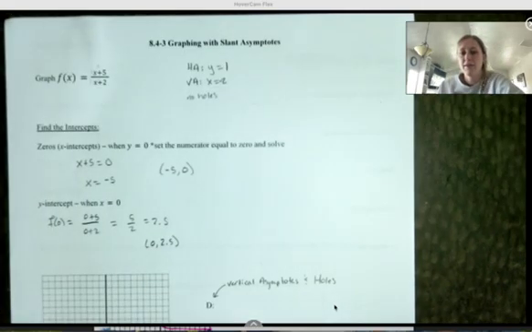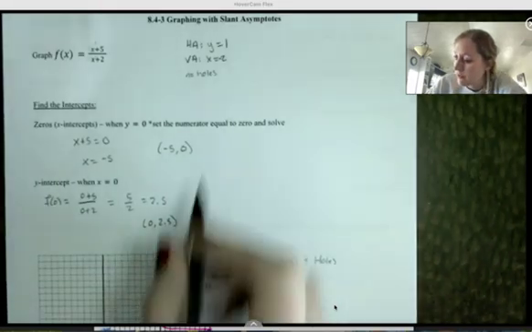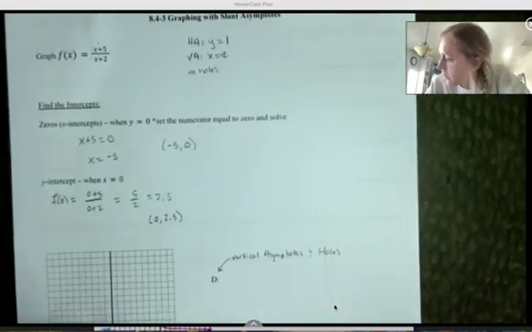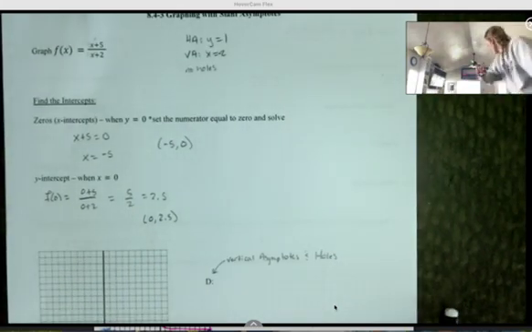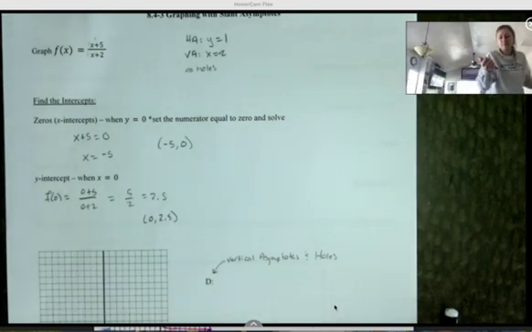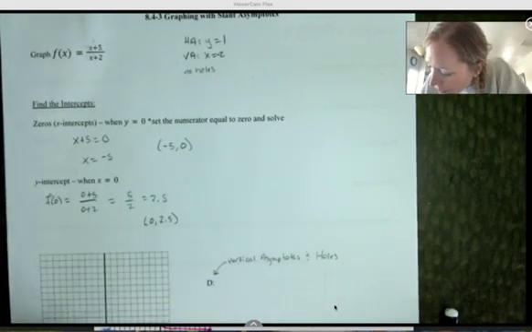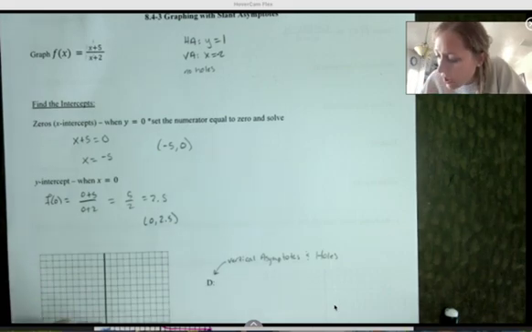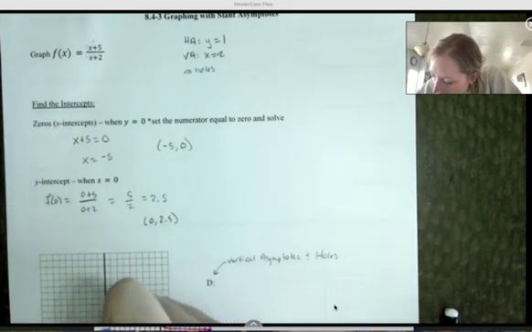Okay, so we're going to graph these things. So how we put asymptotes in is just with a dotted line. So we have a horizontal one at y equals 1. And I'm actually going to grab a pen, you guys, just so this is easier to see. Okay, so we have a horizontal asymptote at y equals 1. And we have a vertical asymptote at x equals -2.